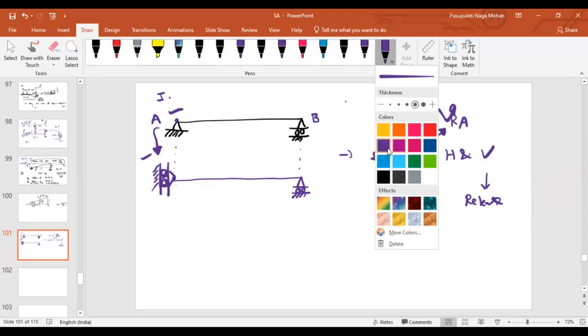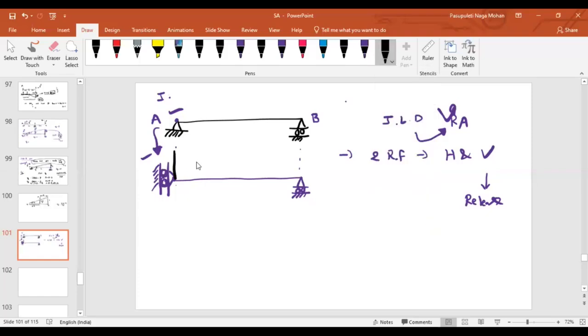Now, apply unit displacement. Then how will it displace? Will it displace like this? Is it right? Again, what is the ordinate here? 1. What is the total length? L. What is the slope here? 1 by L. Is this diagram clear?